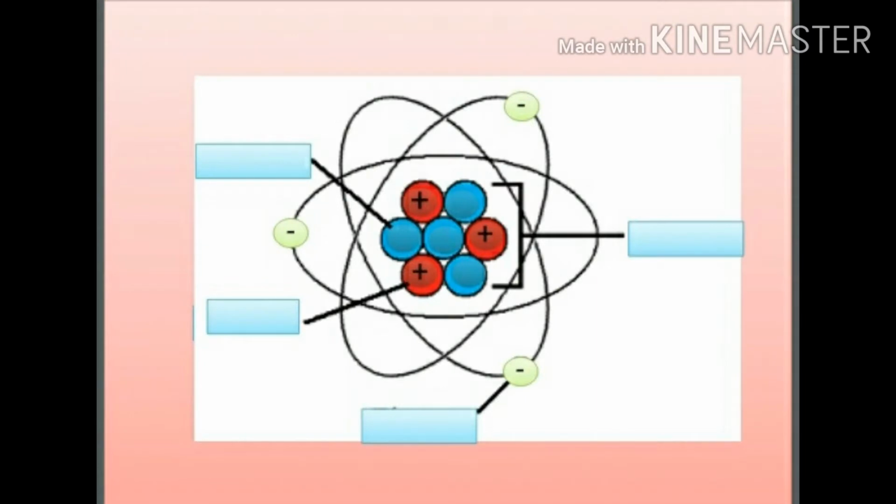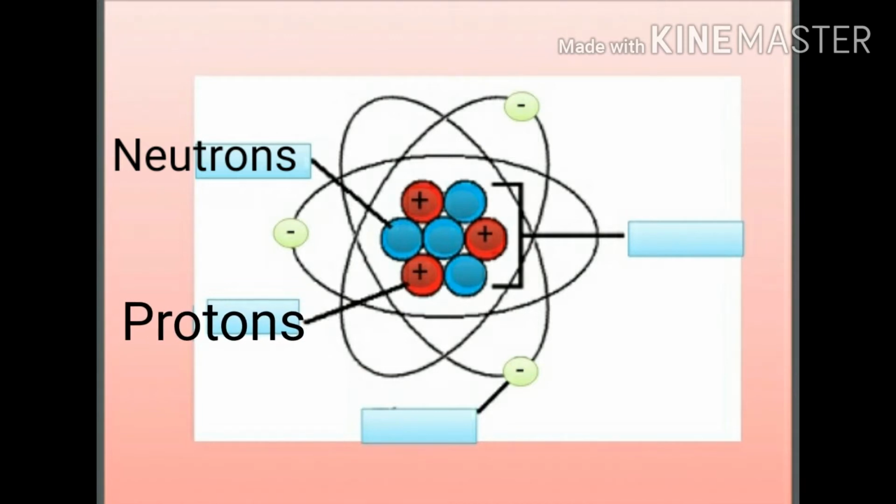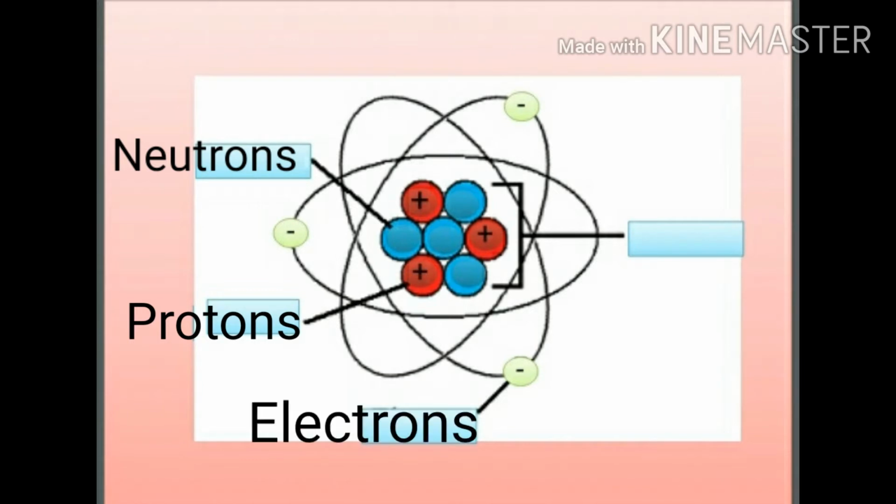Particles with no charge are called neutrons. Particles with positive charge are called protons, while particles with negative charge are called electrons. This part is the nucleus of an atom.